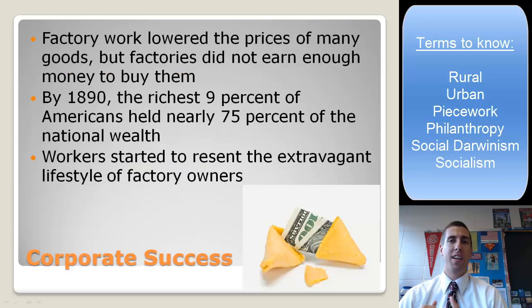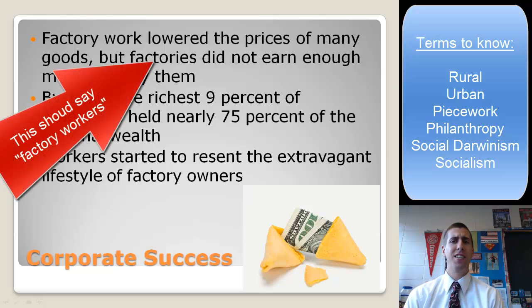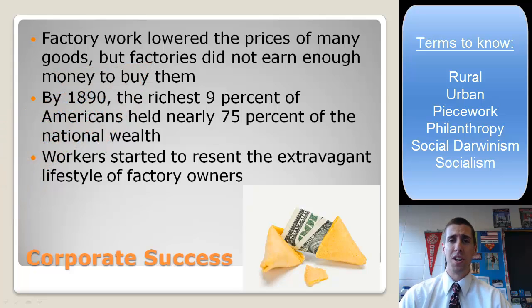So here's factory work. It actually lowered the prices of many goods because factories could churn stuff out so quickly, they'd get more customers and sell in larger volumes, which means you could then lower the price and hopefully sell more and make your money up not from high prices, but from a large quantity of goods sold. Factory workers actually did not earn enough money to buy the products that were being made. So here's one of the great ironies of the Industrial Revolution.